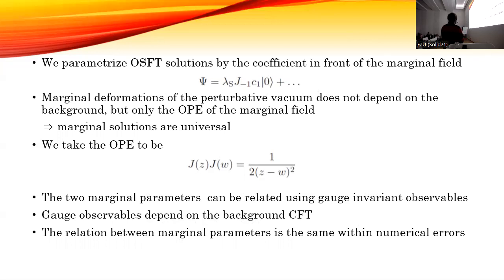In this case, I will be considering a marginal field which has such an OPE, with a factor of 2. I will be discussing this mainly in the free boson theory, so I have put a factor of 2 here, but it's not so important because it just leads to some rescaling of this constant.